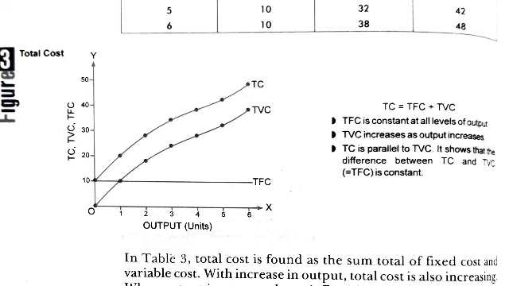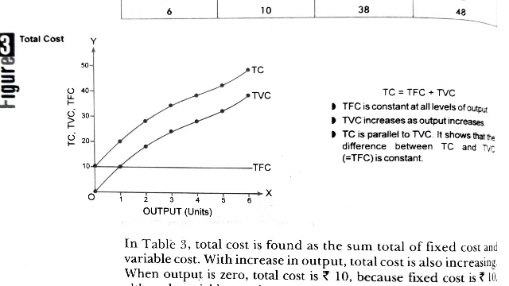Now you can look at this equation of total cost. Total cost is the summation of total fixed cost plus total variable cost. TFC is constant at all levels of output. Total variable cost, as we know, increases as output increases. Total cost curve is parallel to total variable cost curve. It shows that the difference between total cost curve and total variable cost is constant.